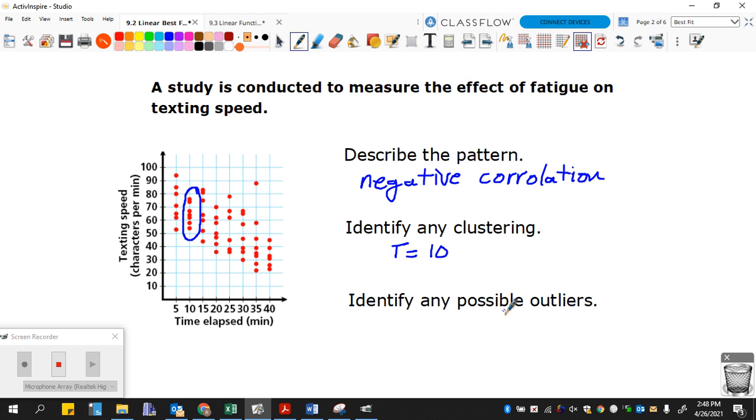And any outliers? Well, if you look here, most of the data is here except for this one little point up here. That one little point up there would be an outlier. So there's an outlier when your time is 35. Apparently there was one person that even after 35 minutes, their texting speed was still way up there at 90 characters per minute. Okay, so that's how you identify that.